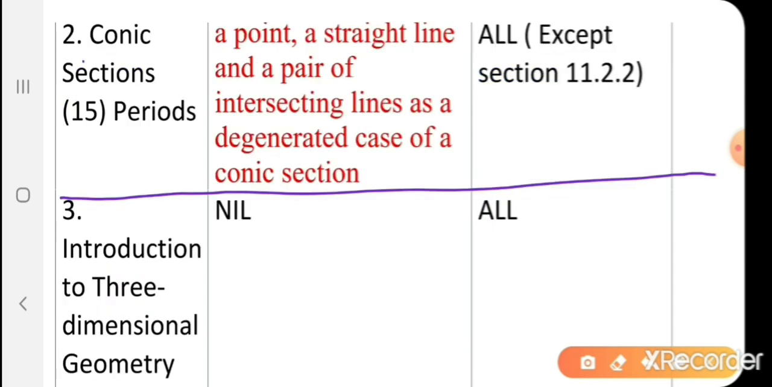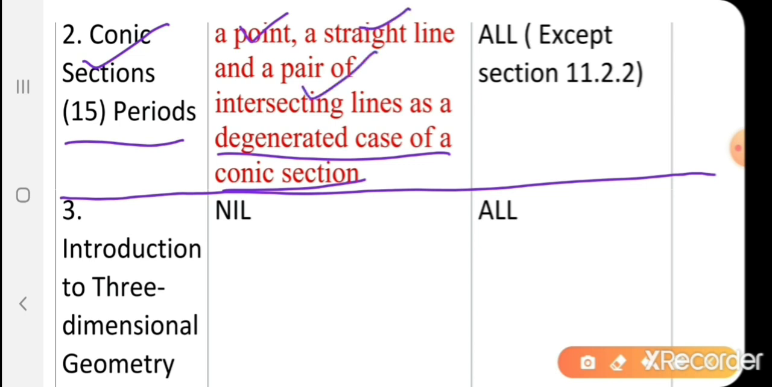Chapter 2, conic section. We have to finish within 15 periods. Here we excluded the degenerate cases of conic section: the creation of a point, a straight line, and a pair of intersecting lines. These are excluded. So we have to read all except section 11.2.2. Very simple things we excluded. Then chapter 3, the introduction to 3D. We have to read all.